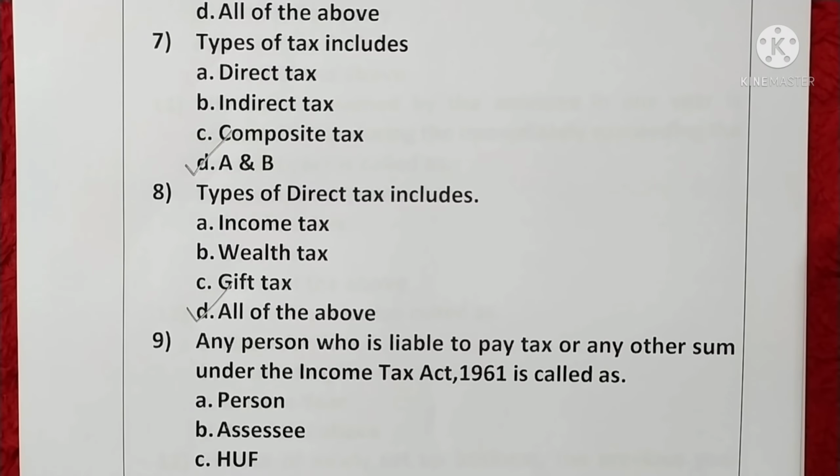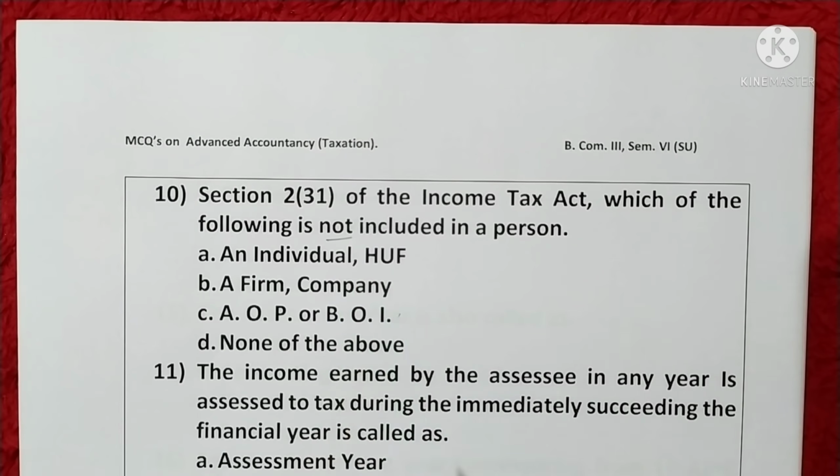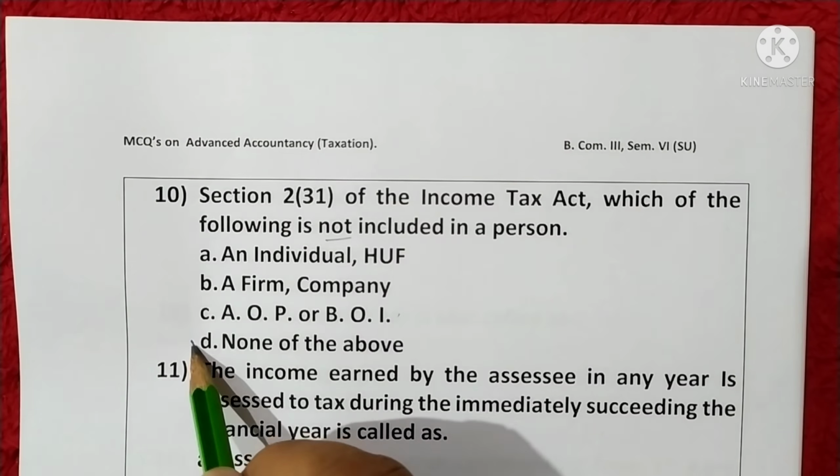Question 9. Any person who is liable to pay tax or any other sum under the Income Tax Act 1961 is called an assessee. Here option B is correct. Question 10. Section 2(31) of the Income Tax Act, which of the following is not included in a person? Options are given: an individual, HUF, a firm, company, AOP or BOI. Here all of these are included in person. Here the answer is none of the above. Option D is correct.